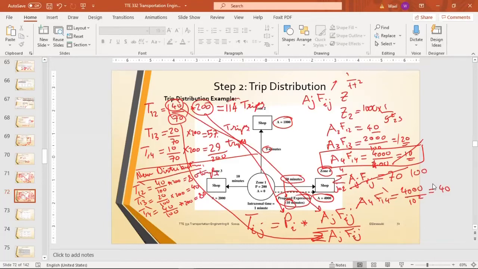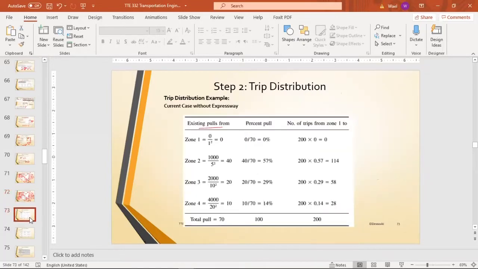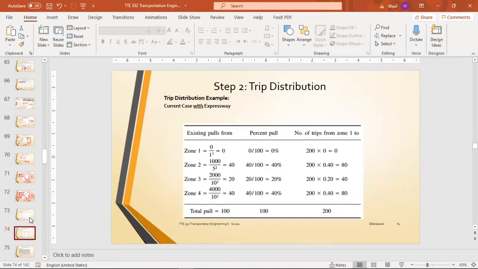As you can see, there is a dramatic change. There is a drop in other destinations, and there is an increase in trips to this destination after just modifying the travel time from 20 to 10. Any questions so far? Okay, so that's the example solved in a neat way. And this is after the modification of building the expressway.